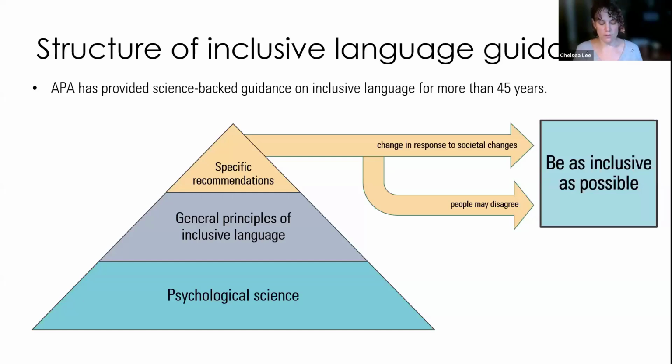generates research articles where researchers say, this is what we found, this is how people want to be called. That gets published. And then on top of that, we can say, here are some general principles for how to communicate inclusively. And then on top of those general principles, here's some specific recommendations about different topics of language that you can use. And over time, society keeps changing, language changes, and people disagree.